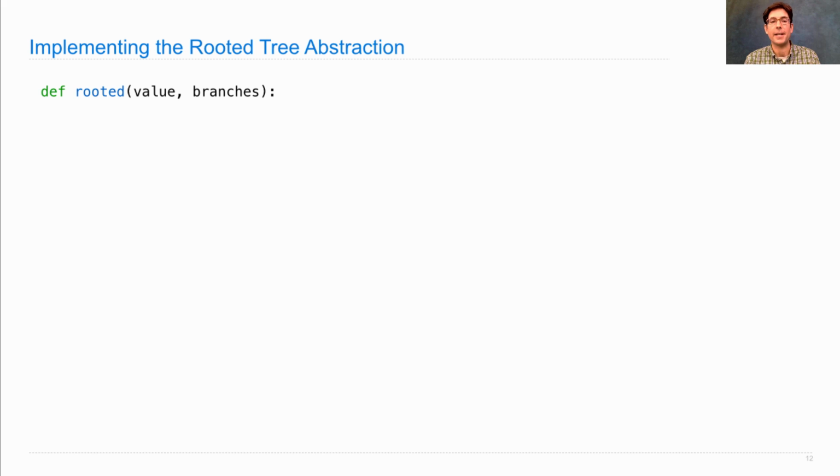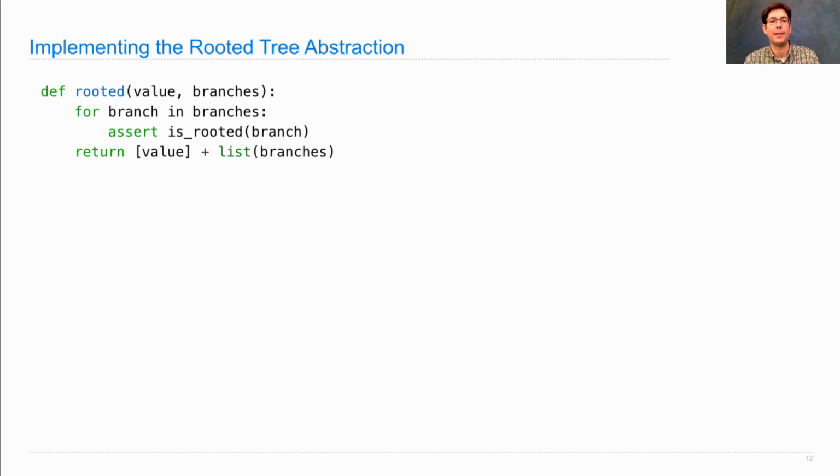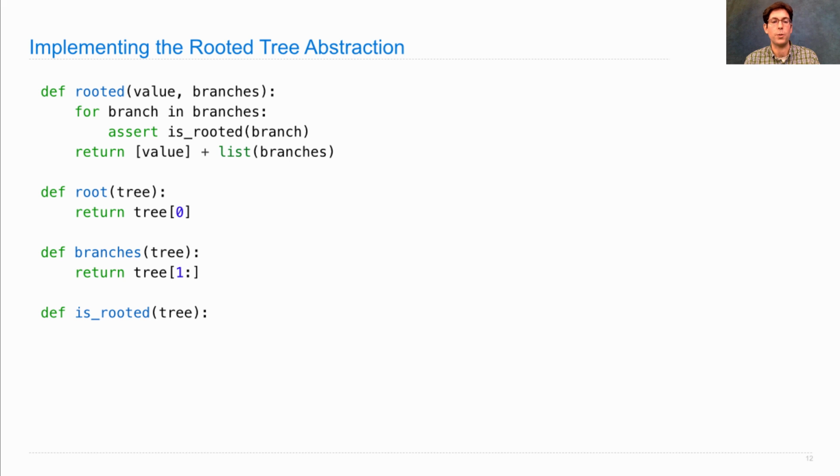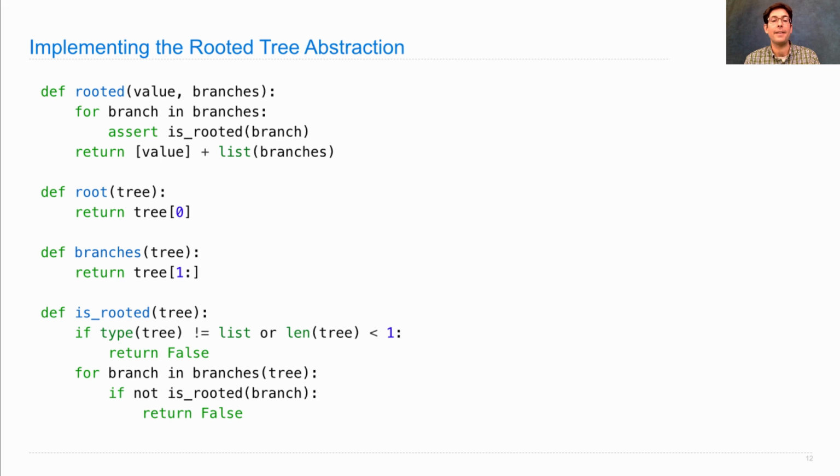We're going to define rooted as a constructor that takes the root value and a sequence of branches. It checks and makes sure that each branch is also a rooted tree, and then combines the value and the list of branches. The root of the tree is just the element at index 0. The branches are all of the other elements. Using slice notation, that's the rest of the elements in the tree. And if you want to know whether something is rooted or not, you just check and make sure that it's a list, has at least one element, and that all of its branches are rooted trees as well. If all of that is the case, then you return, yes, it's rooted.